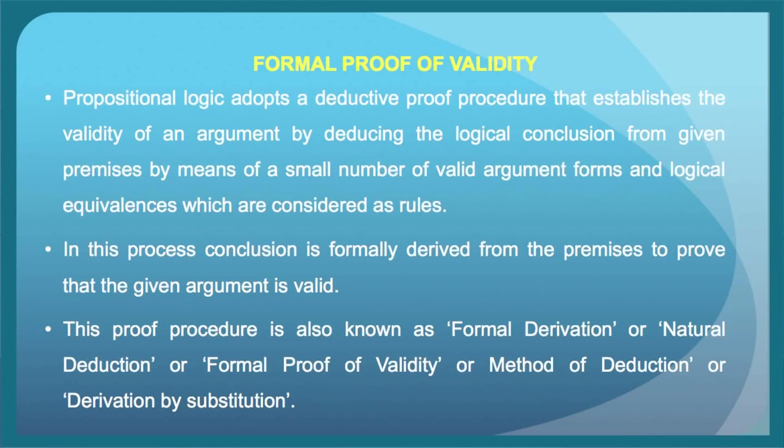Now, what is formal proof of validity? Propositional logic adopts a deductive proof procedure that establishes the validity or invalidity of an argument. In this process, the conclusion is formally derived from the premises to prove the given argument as valid. This proof procedure is also known as formal derivation, natural deduction, formal proof of validity, method of deduction, or derivation of substitution.